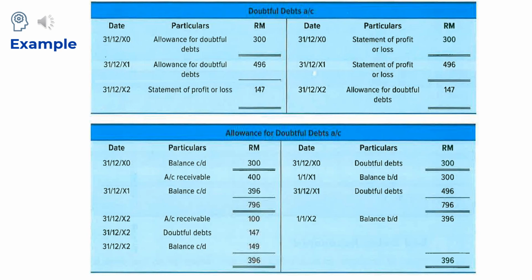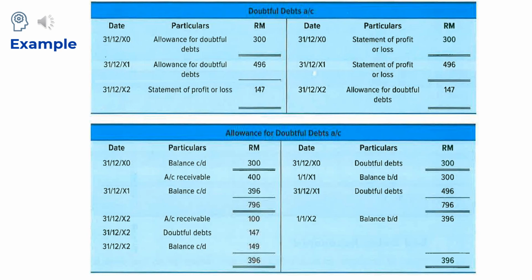So the doubtful debts account of 400 is the balancing figure. 400 plus 396 equals 796. So minus the 300 balance BD, we get the doubtful debts figure of 496. And then we transfer the balance CD into balance BD for the next year, 396. And then we have the bad debt written off of 100.